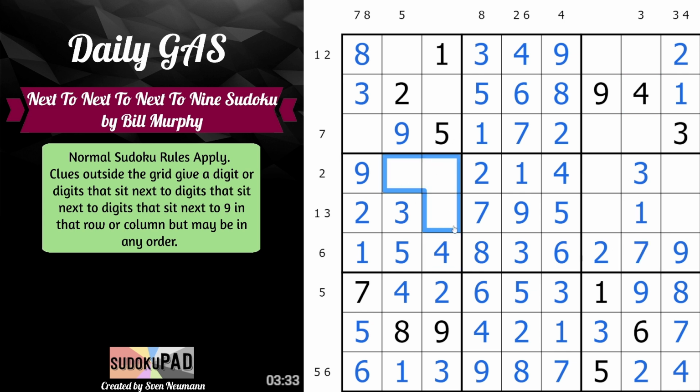Here, we need 6, 7, 8. Interesting. 7, 8. 7, 6. 6, 7, 5. Where does the 7 go? This is 7, 6, 7.